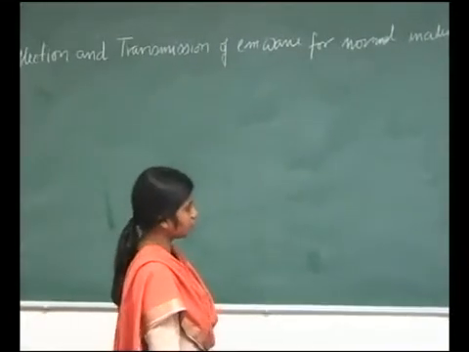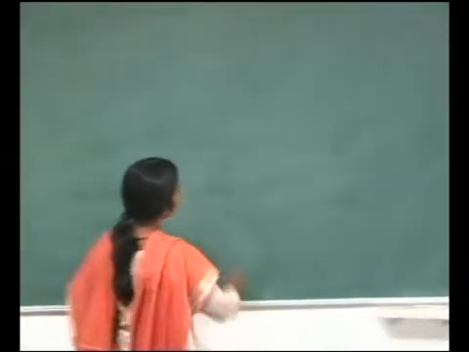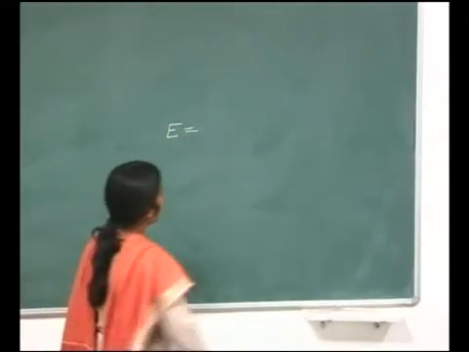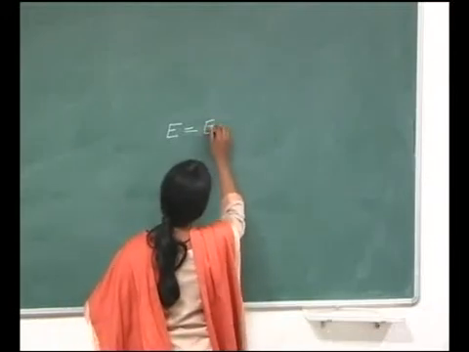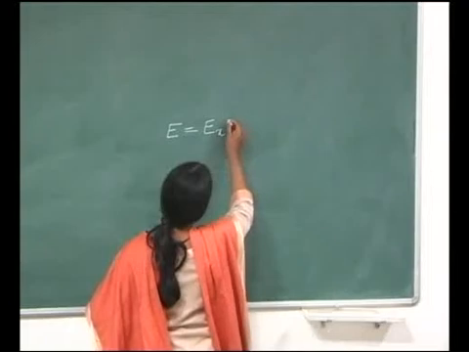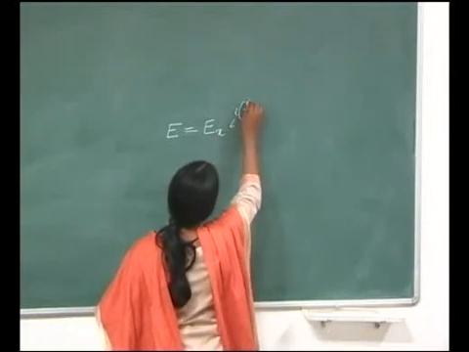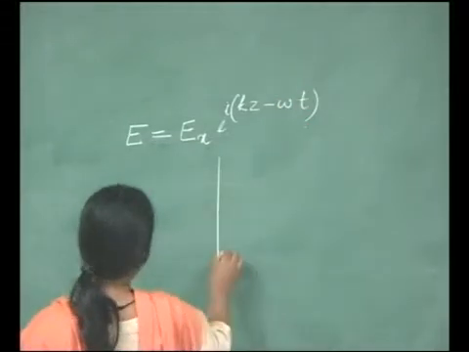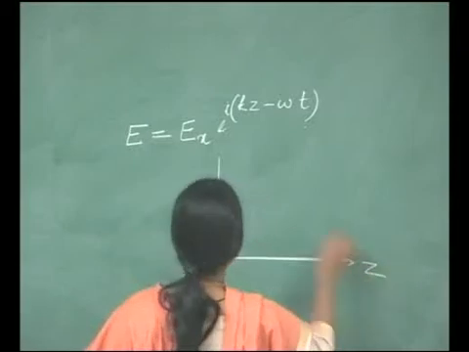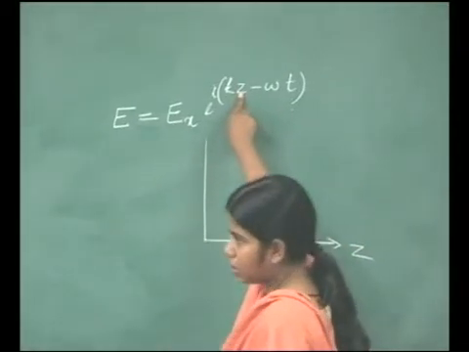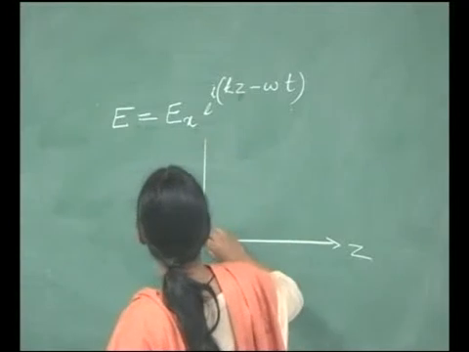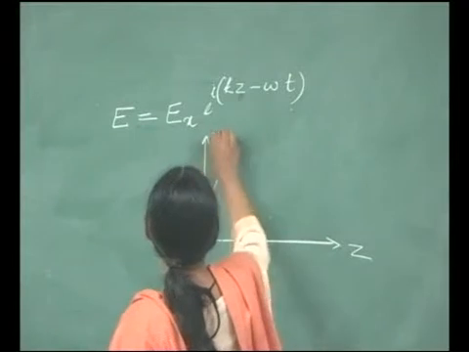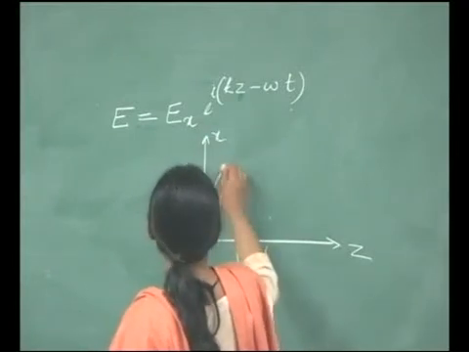Before starting this discussion, I would like to tell you something very interesting today. Suppose my electric field is represented by some amplitude E_x e to the power i(kz minus omega t). It means my wave is propagating along the z direction because of the z vector here, and the E field is oscillating in the x plane. So this is my x plane, and this should be E max.